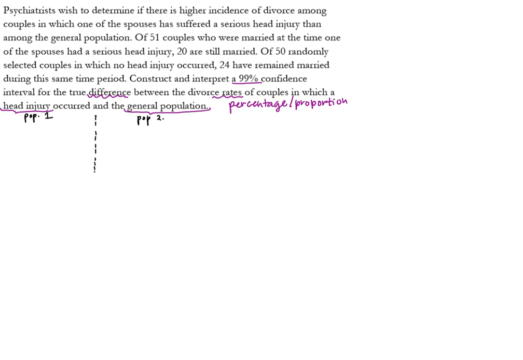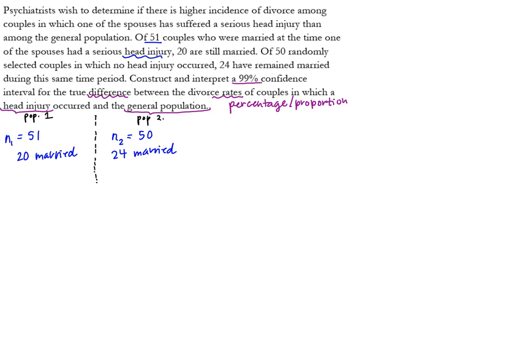So as we read through this, let's sort of take inventory of what we know. First, it says that of 51 couples married, so 51 is the first population size. You see that that's those who had a head injury, so it belongs in that group. 20 of them are still married. Of 50 randomly selected couples with no head injury, so second population sample size is 50, 24 are still married.